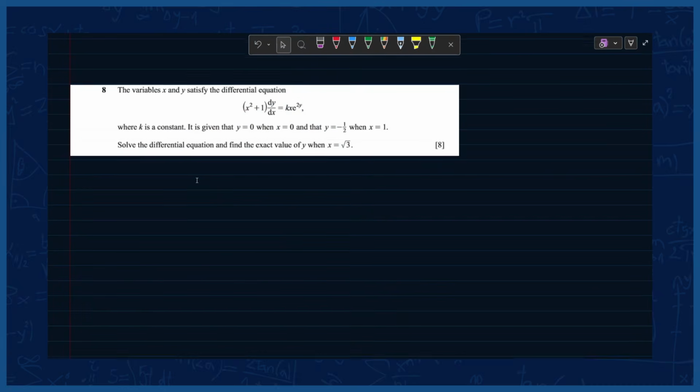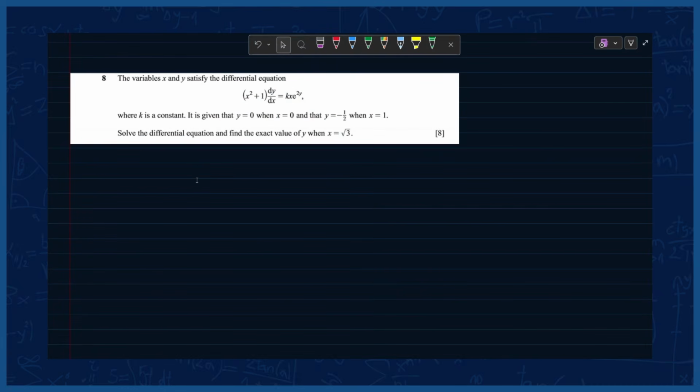Question number 8. The variables x and y satisfy the differential equation x squared plus 1 dy dx is equal to kx e to the 2y, where k is a constant. It is given that y is 0 when x is 0 and that y is negative a half when x is 1. Solve the differential equation and find the exact value of y when x is root 3. 8 marks. Nice. Alright, let's see what we're working with.